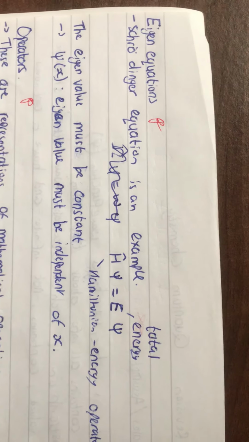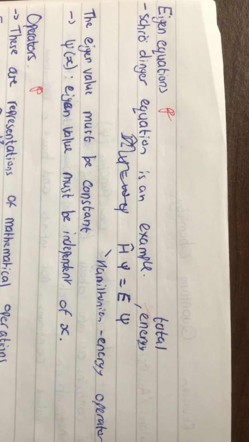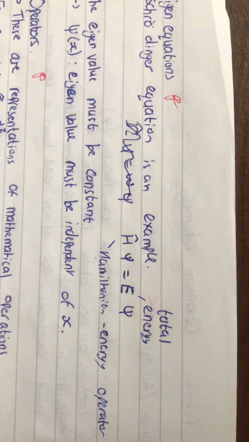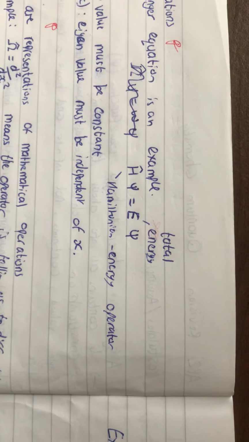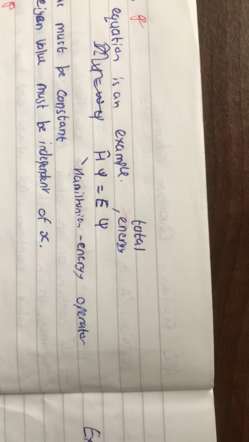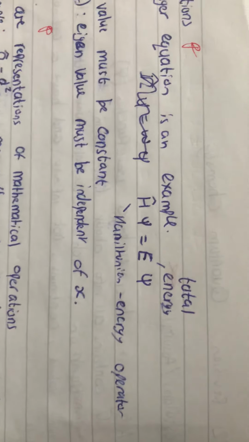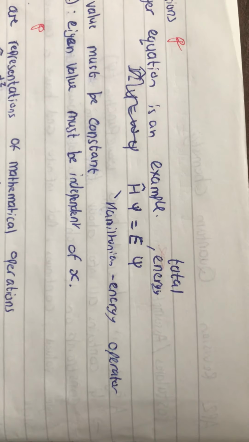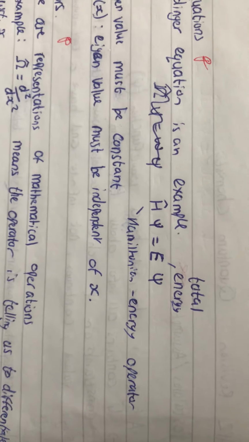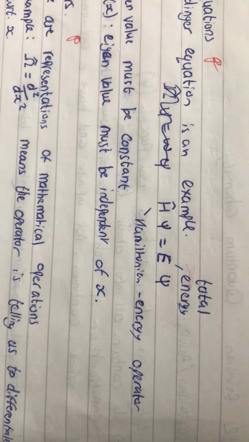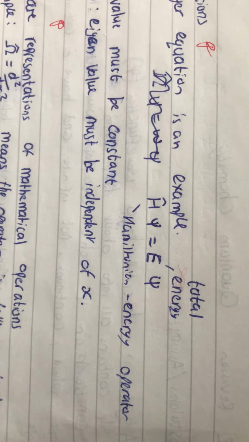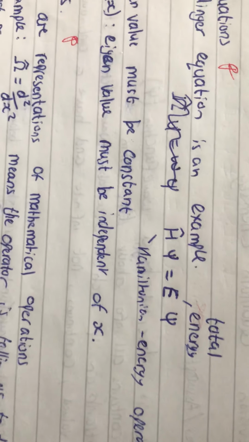A common one is the Schrodinger equation, where you've got the Hamiltonian energy operator acting on a wave function, and then you've got the total energy acting on a wave function as well. The eigenvalue must be constant, which is a key thing here, and the eigenvalue must be independent of x.